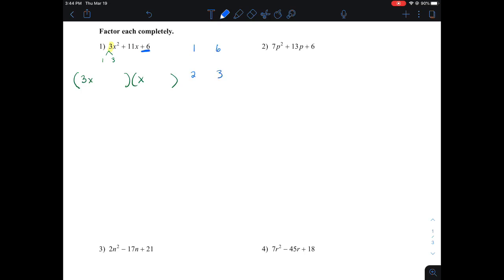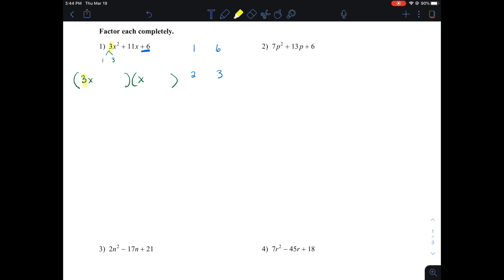Now, the coefficient of the x squared is a 3, which means that I can't just say, oh, which pair of numbers add up to make 11, because it's not going to work out for me. When I go through the process of distributing, one of those numbers is going to be multiplied by this 3 right here, and the other one is going to get multiplied by a 1. So I need to figure out which one of those factors needs to be multiplied by 3, so that when I add the numbers together, it will make 11.